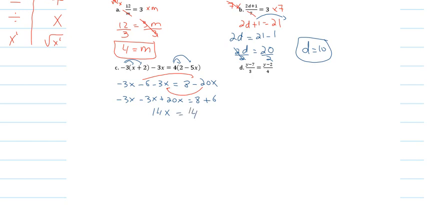And then? Now we have to divide by the 14 because I don't want anything with the x, right? So I want to get rid of that 14. So divide both sides by 14, and that's going to be x equals 1.